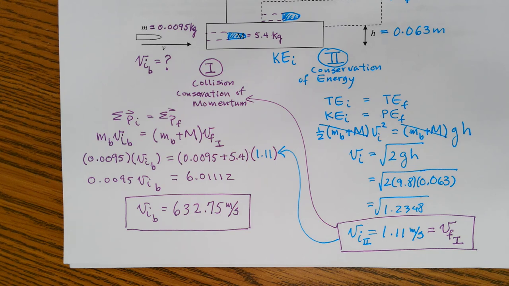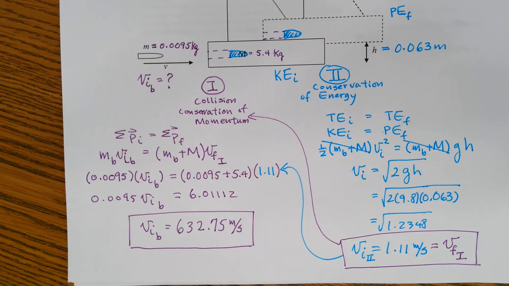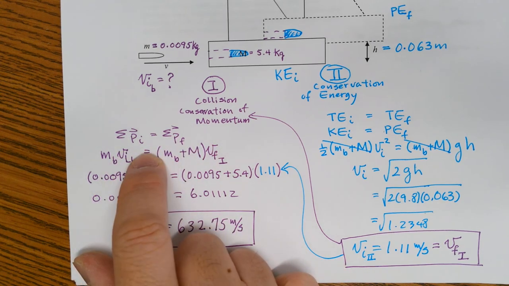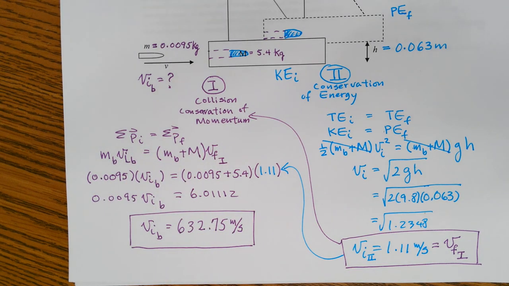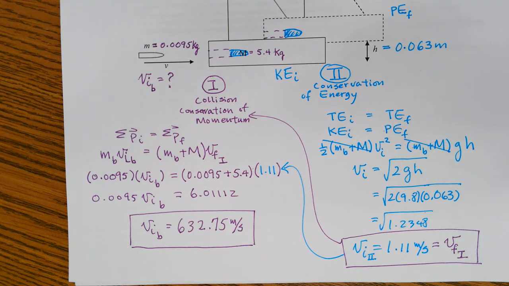Good question. You use the momentum formula when there's a collision happening. Then you use energy for anything before the collision and after the collision, to find what happens right before and right after. So basically during the collision, you use momentum. Anything after the collision happens and things start to move, then you use conservation of energy, okay? Good question.